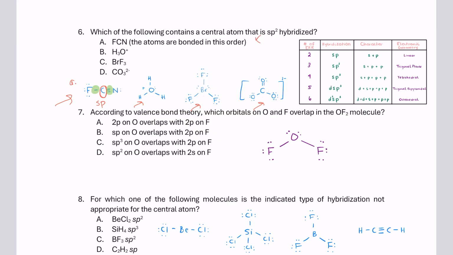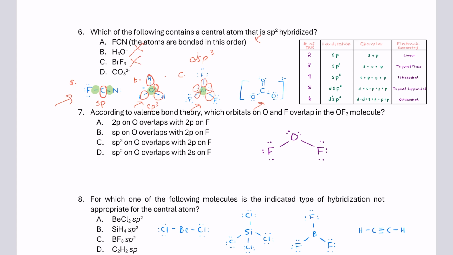Now let's look at B. The central atom here is oxygen, and it's surrounded by 4 electron-rich regions. That means the oxygen atom here is sp3 hybridized. That's also not what we're looking for. Now let's look at structure C. We have our central atom here, which is bromine. It's surrounded by 5 electron-rich regions. That means it's going to be dsp3 hybridized. This is also not what we're looking for.